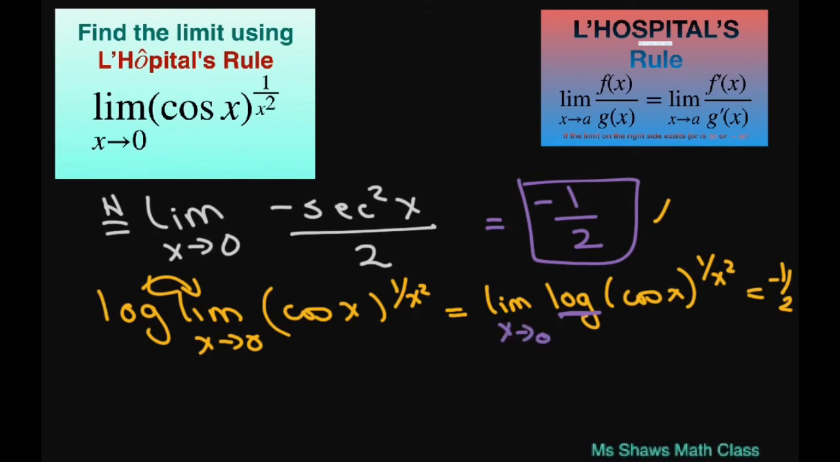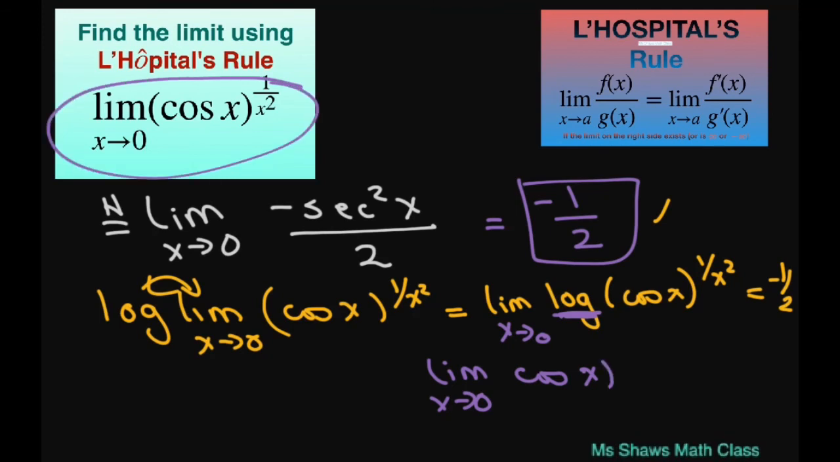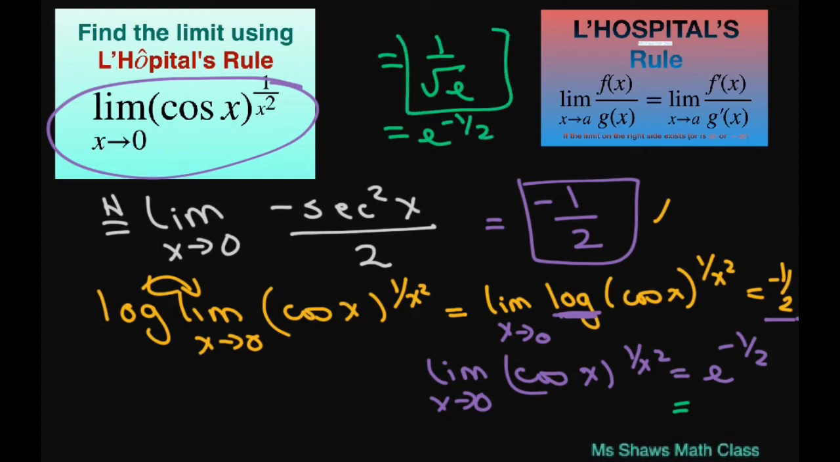All right, since I have that, I can write this as the limit as x approaches 0 of cosine, I'm getting rid of the log, because I want to get back to my original problem. Cosine of x to the power of 1 divided by x squared. And now write this as equal to e to the power of negative 1/2. So I'm just using my properties of logs and exponents. And this can be written as equaling, I'll put it up here, 1 divided by square root of e. Or you can just keep it as e to the power of negative 1/2. But this is your limit.